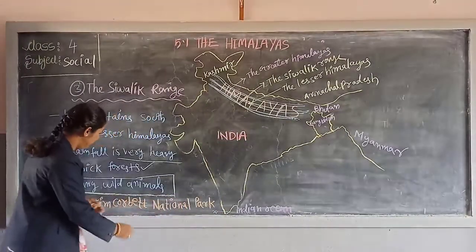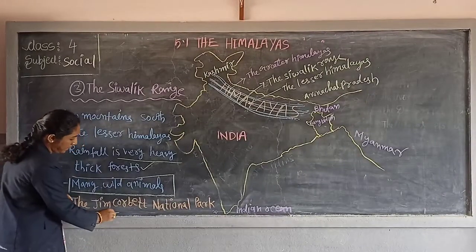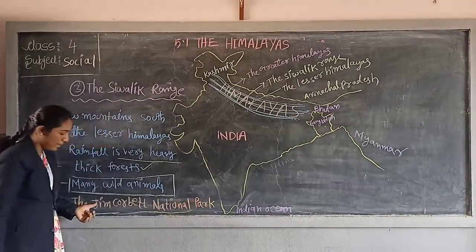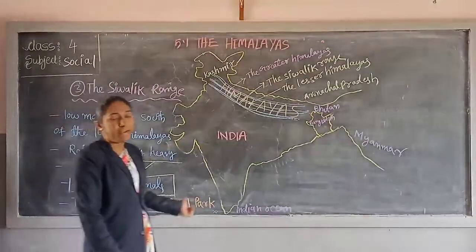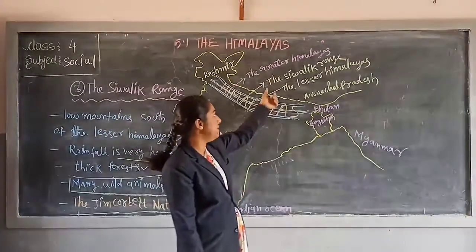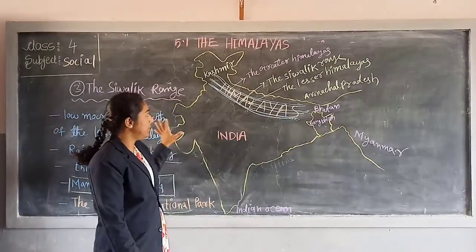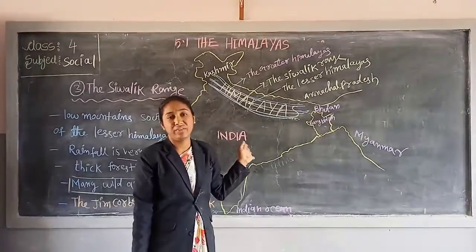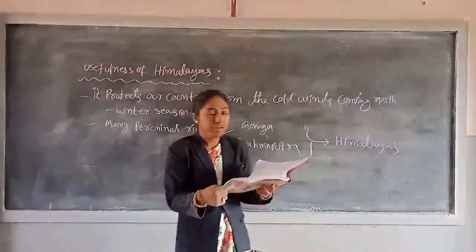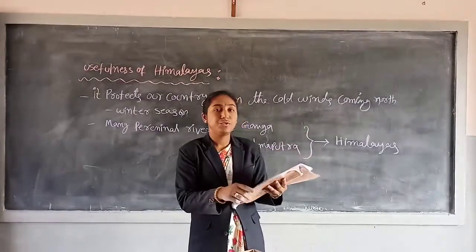Very, very important. What is the national park name? The Jim Corbett National Park. The Jim Corbett National Park is situated in the Siwalik range. Okay, now these are the three parallel ranges of the Himalayas. Next children, usefulness of the Himalayas.